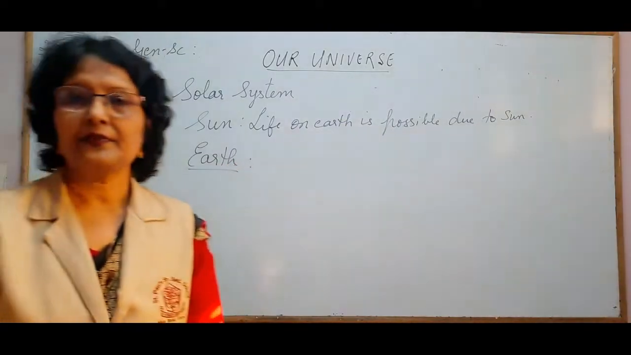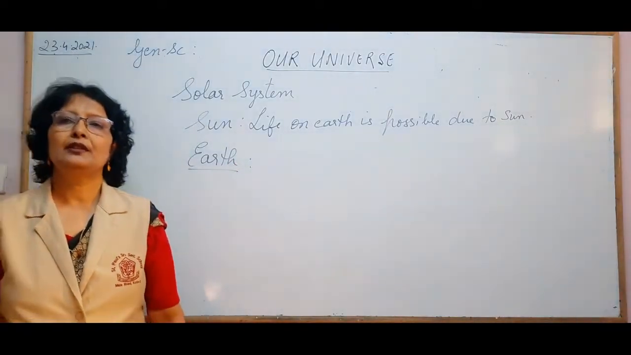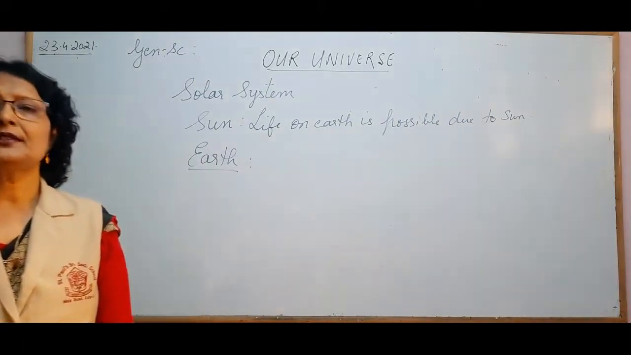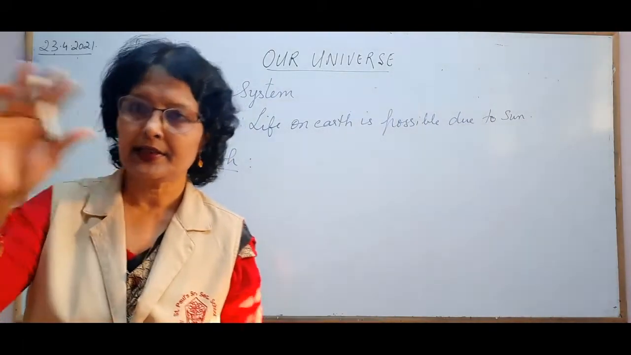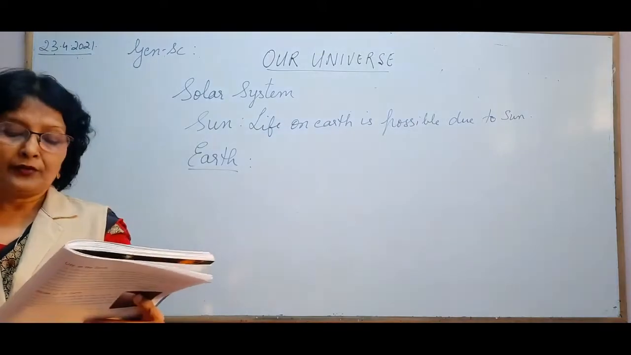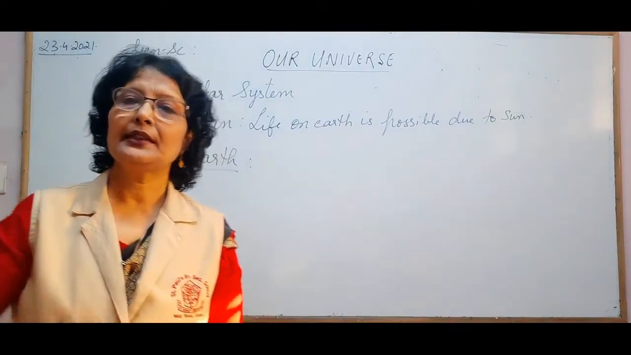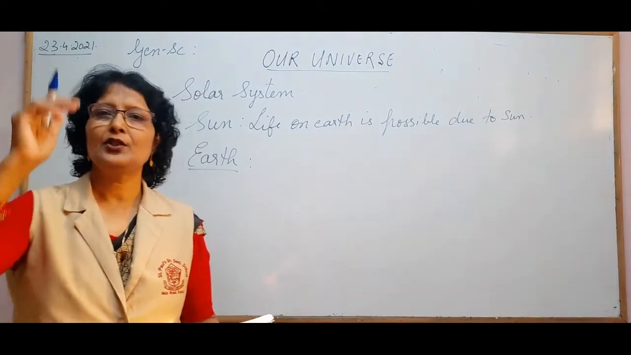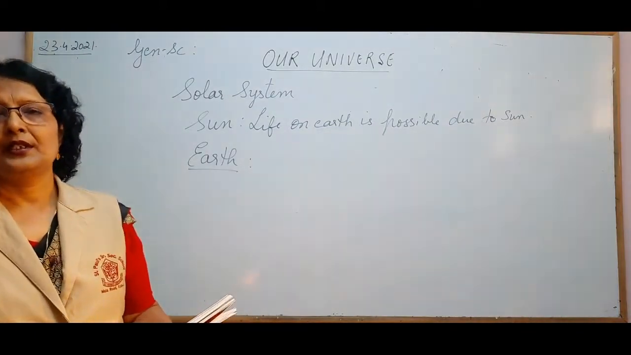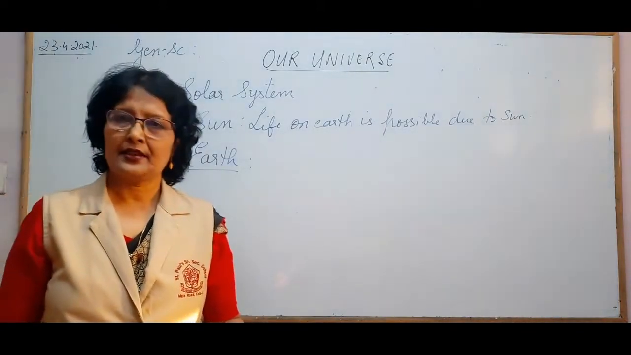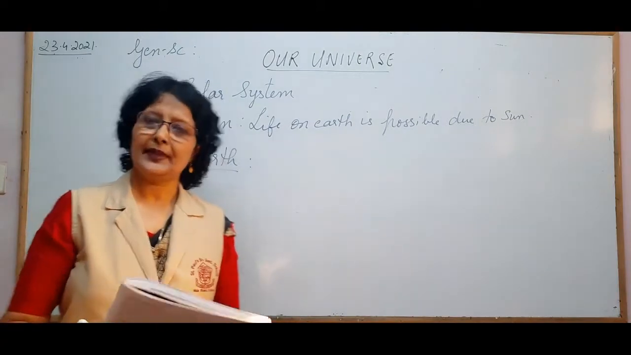Earth is of spherical shape. What is the shape of the earth? The shape of the earth is spherical. What is spherical? It is round, but slightly flat at the top and bottom. So that is called spherical.